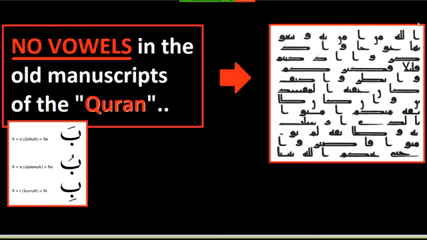Like in the Sana manuscript, right? Yeah, for example, Sana is one of the earliest. You will see that there are no vowels, there are no dots. Ya, ini nggak ada huruf hidupnya ya, tanda bacanya ya.